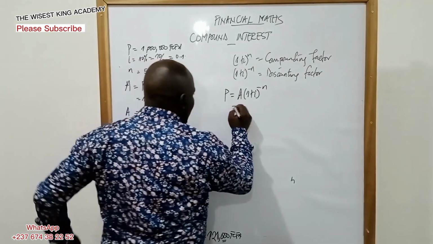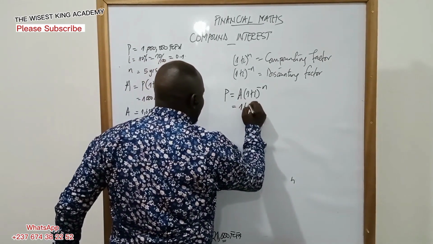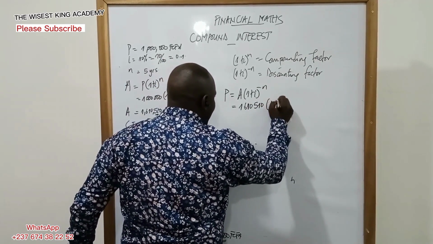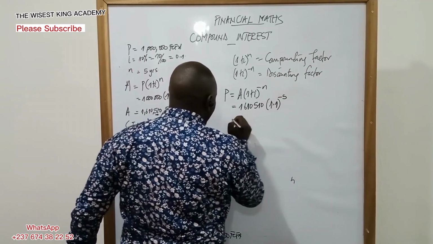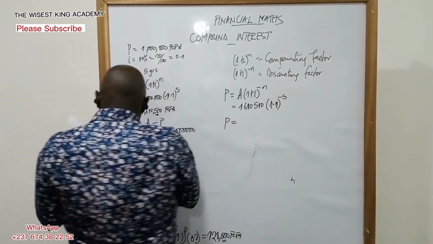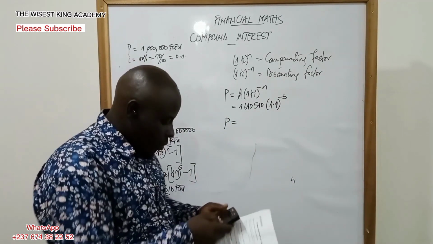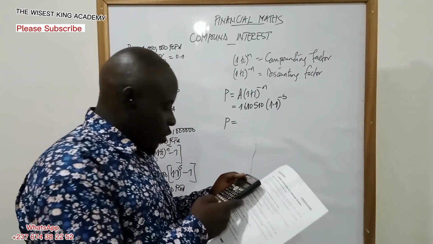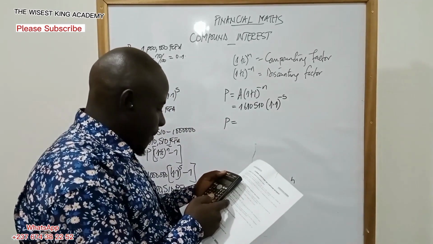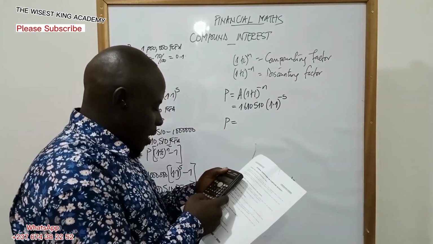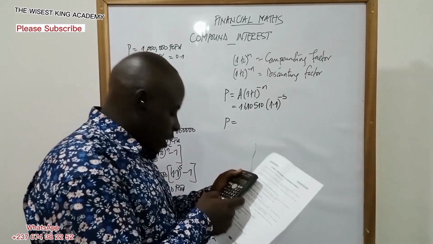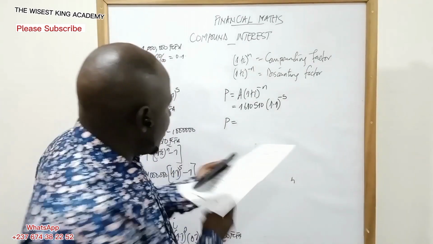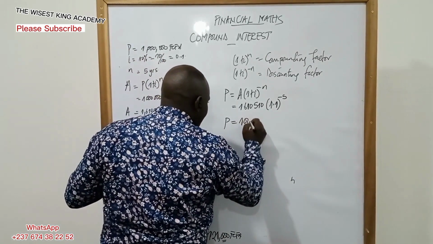Let's try. 1,610,510 times 1.1 raised to the power minus 5. Let's go. 1.1 raised to the power minus 5 equals to, times 1,610,510. 1 million.